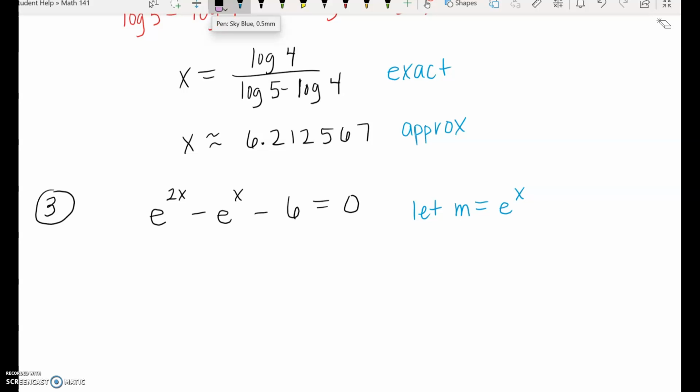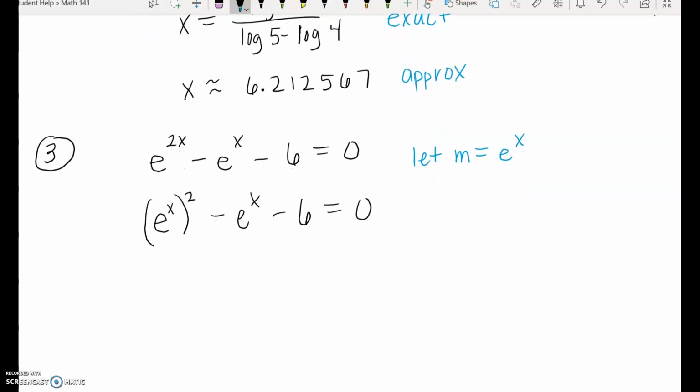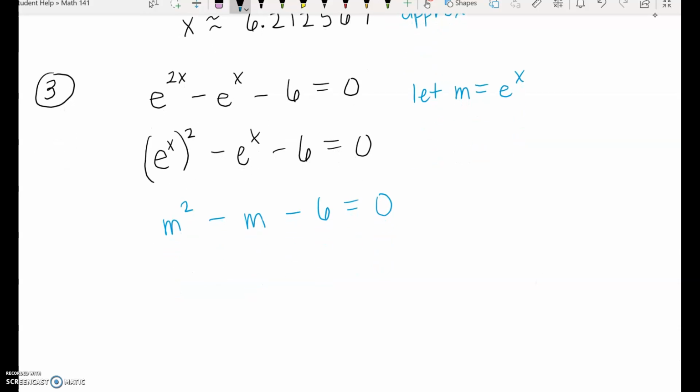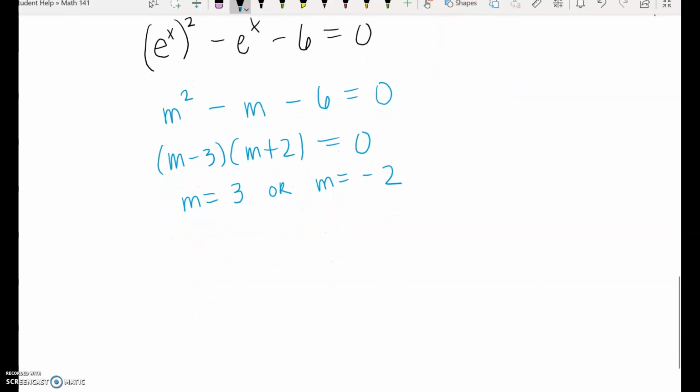So rewriting this, it is e to the x power squared, or using our new variable, m squared minus m minus 6 equals 0. Well, that's nice because this is something that we know how to solve. We can factor this into m minus 3, m plus 2, and we get two solutions. m is either equal to 3 or m is equal to negative 2. So now we have to go back and substitute back for our original. e to the x is equal to 3, or e to the x is equal to negative 2.